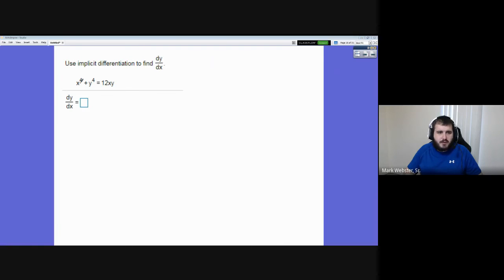So let's take the derivative of all three of these with respect to x. The derivative of x to the fourth is 4x cubed. The derivative of y to the fourth, we're going to do the same thing: 4y cubed, but since we're taking the derivative of y, there's going to be dy dx, equals 12xy. So we've got a 12x and a y, and we're going to do left d right plus right d left.